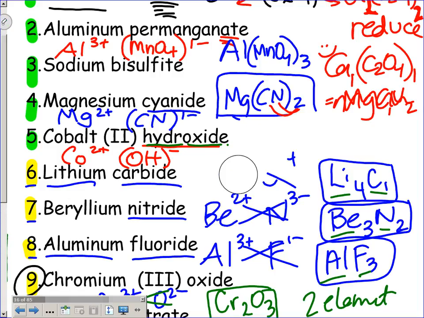All right, so, as we move forward, crisscross your charges. What do you get? Co, parentheses, OH, parentheses, 2. Cobalt 2 hydroxide.